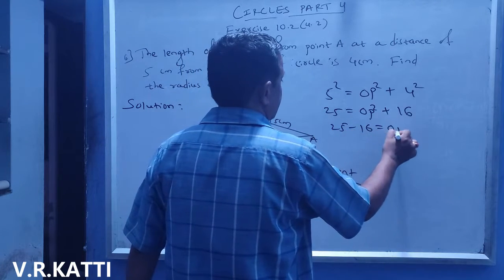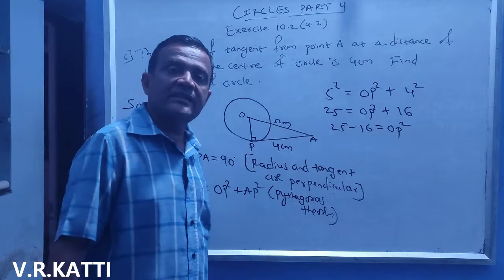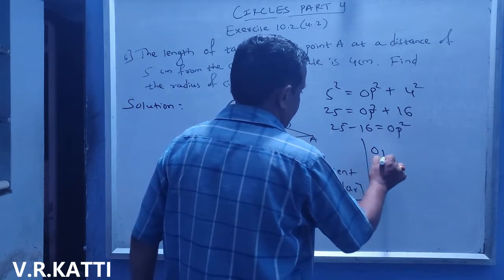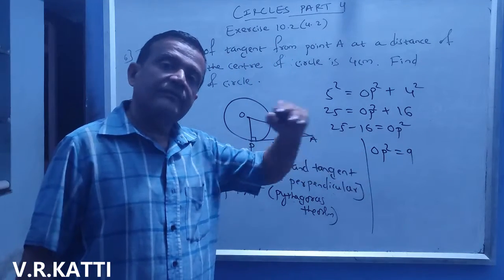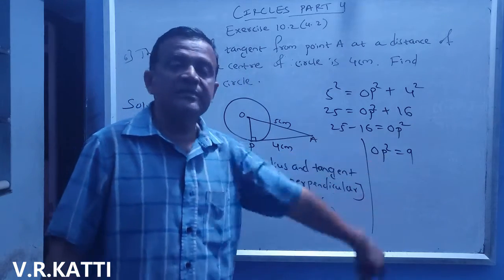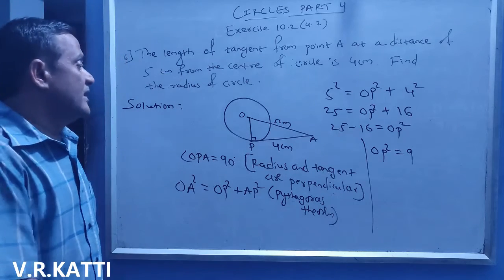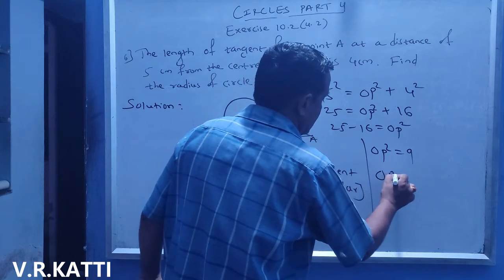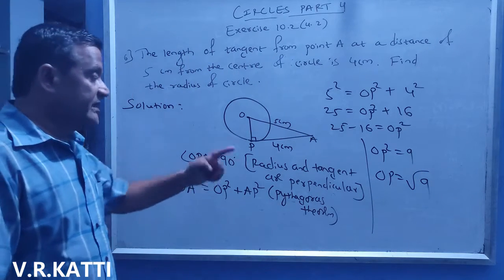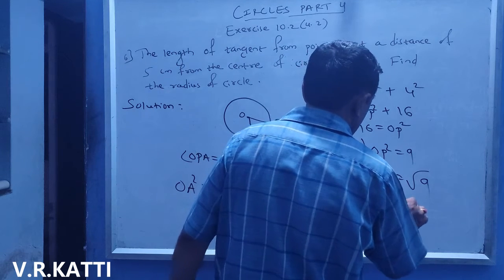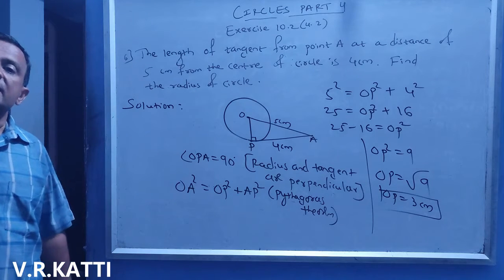25 minus 16 equals OP square. 25 minus 16 is 9, so OP square is 9. Now take away the square: on the LHS remove the square, and on the RHS it becomes a square root. So OP equals the square root of 9. 9 is the square of 3, so OP equals 3 centimeters.